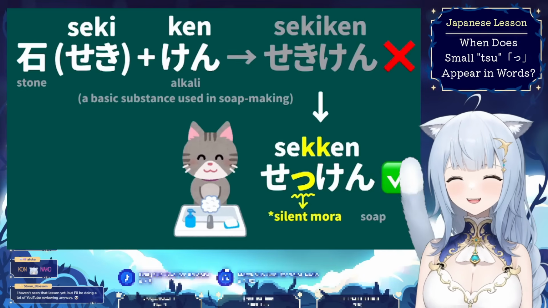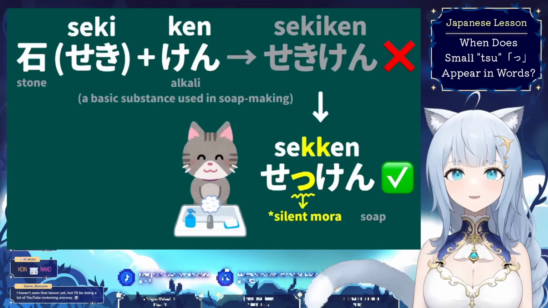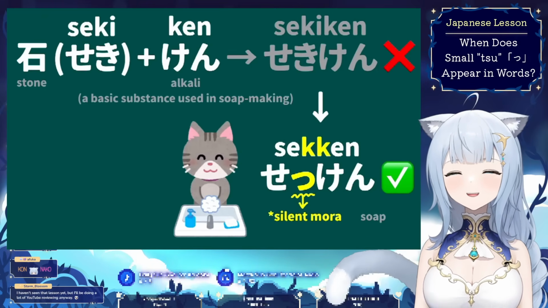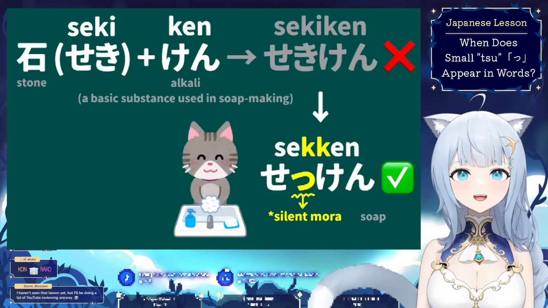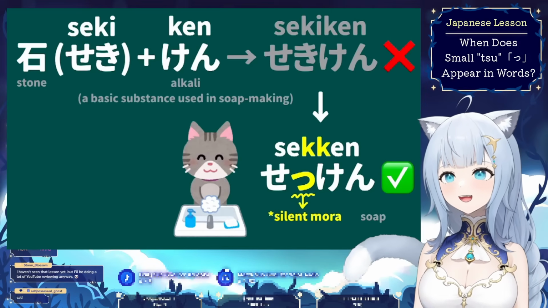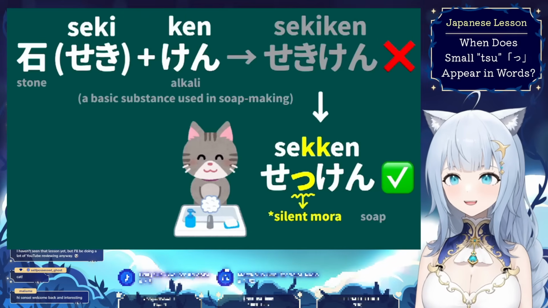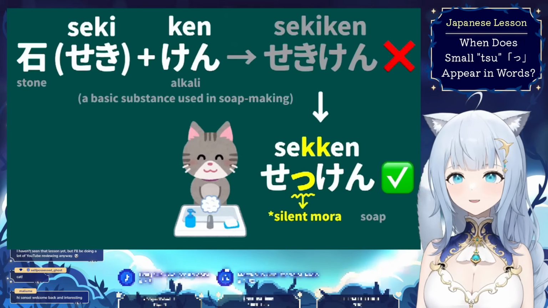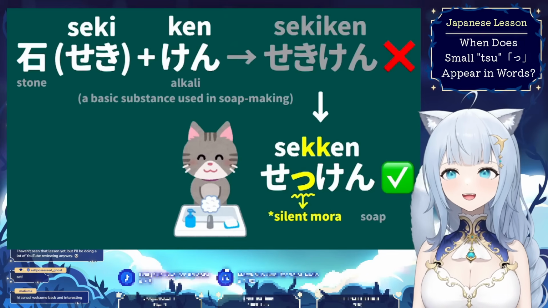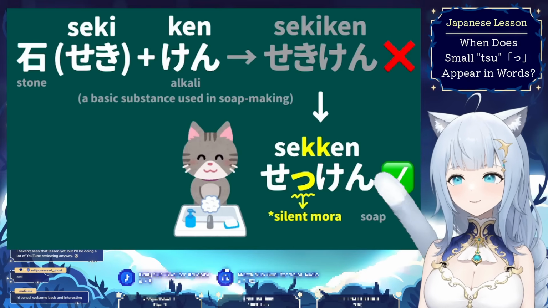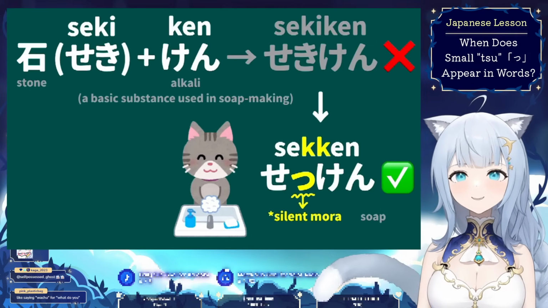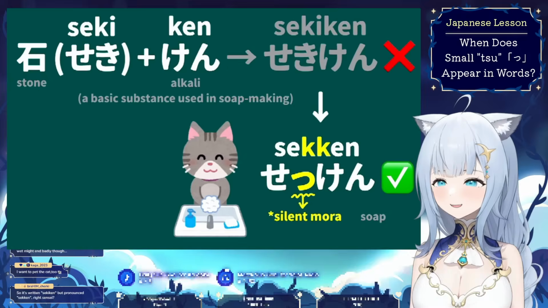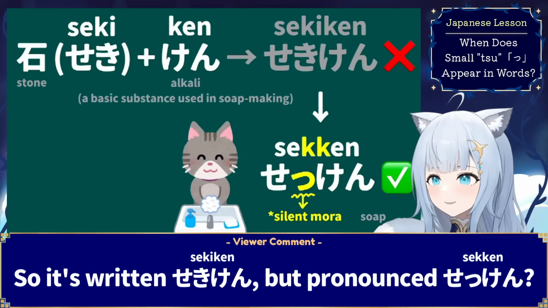Example: this cat is washing their hands. It's soap. Soap in Japanese is sekken, and seki and ken are connected to make one word. It's soap, but it's not sekiken. This ki will be changed into small tsu. So soap is not sekiken, it's sekken, because when you say sekiken, it's a bit difficult to say. So sekken is much easier to pronounce. This is one example, and today I will introduce you to a lot of example words. So it's written sekiken, but the pronunciation is sekken, right, sensei?